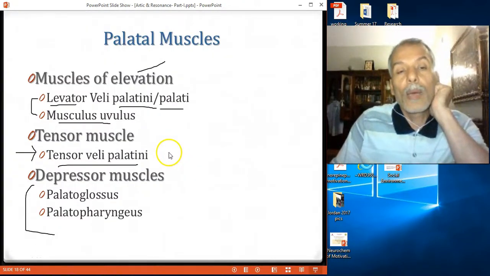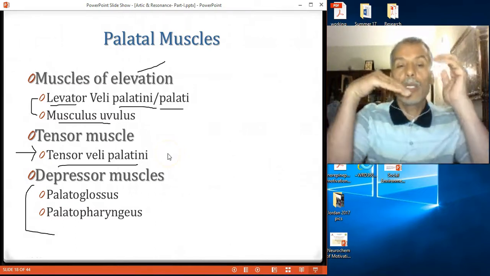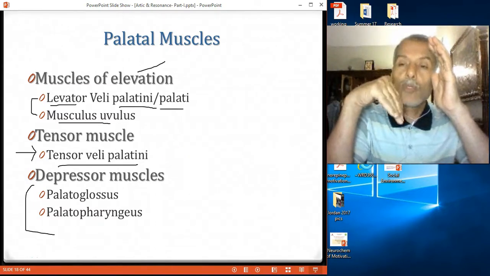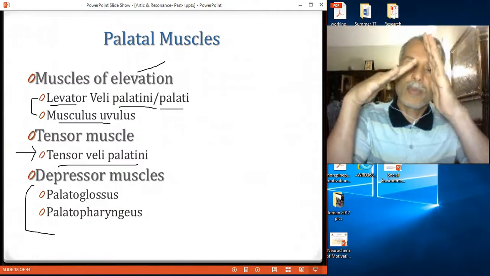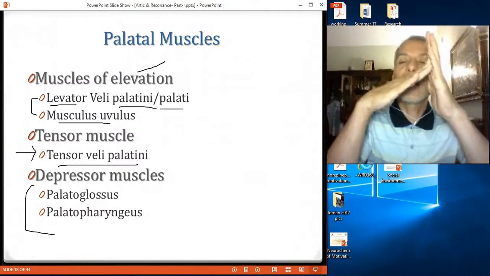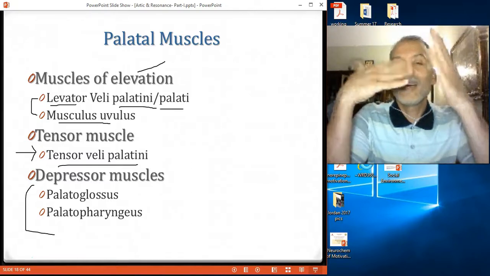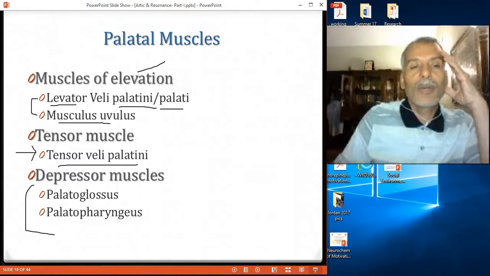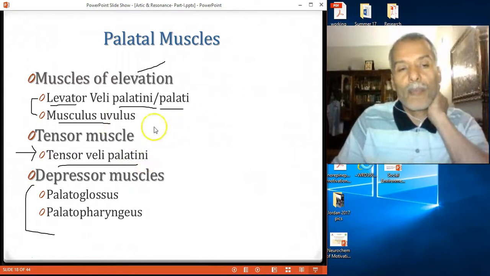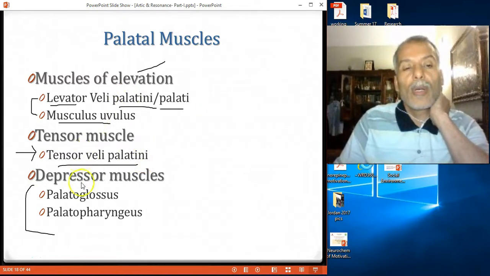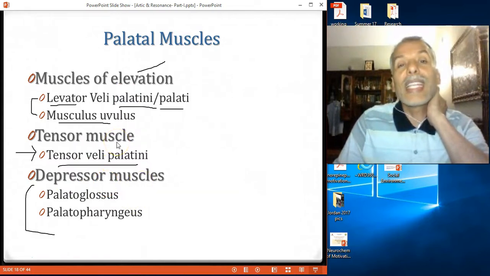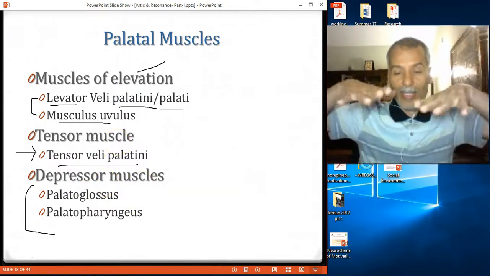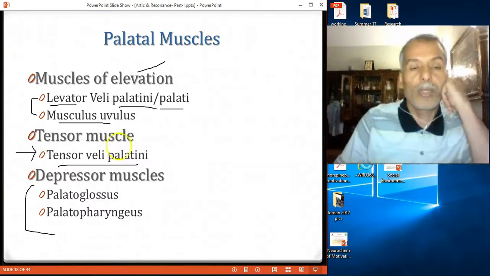So then, how do we make the velum do work? How do we lift it up? How do we pull it back and make it seal? How do we do that? So it has muscles of elevation, and it has depressor muscles that bring it down, and it has tensor muscles that make it stiff when you want it to be.